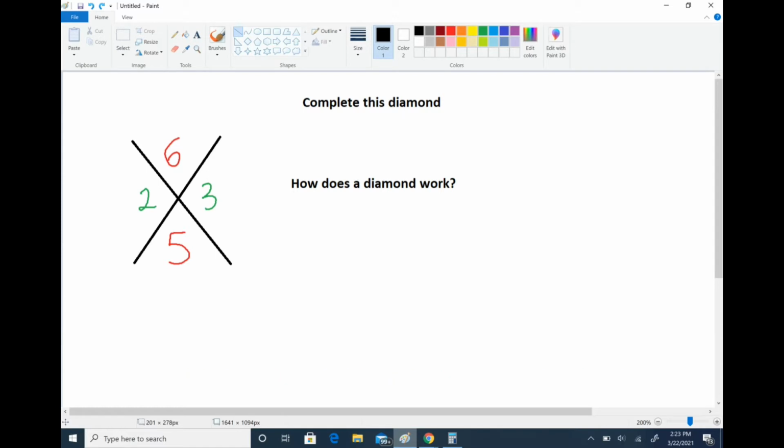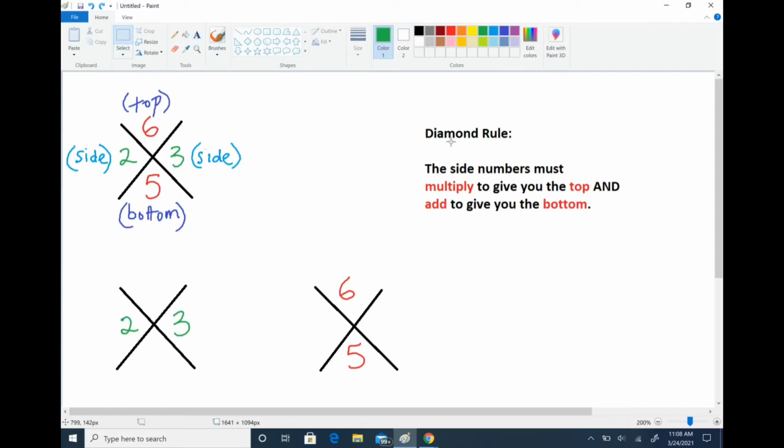All right, let's get into this example here on the screen. How does a diamond work in the first place? The rule for diamonds is actually pretty straightforward, and I want to write that out for you guys to see. So the diamond rule says that the side numbers must multiply to give you the top and add to give you the bottom.